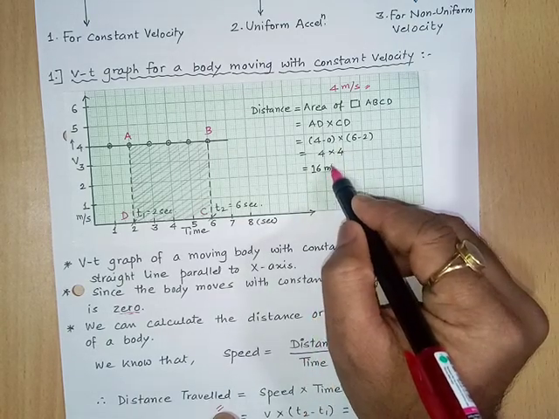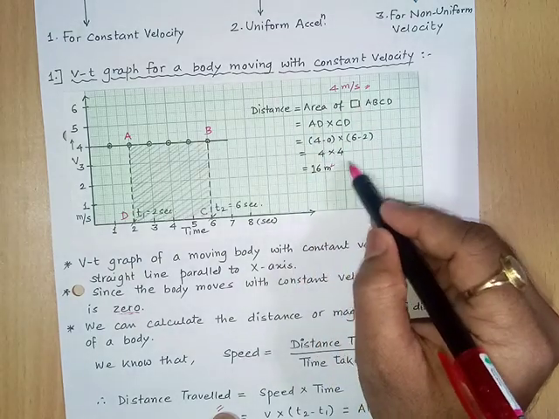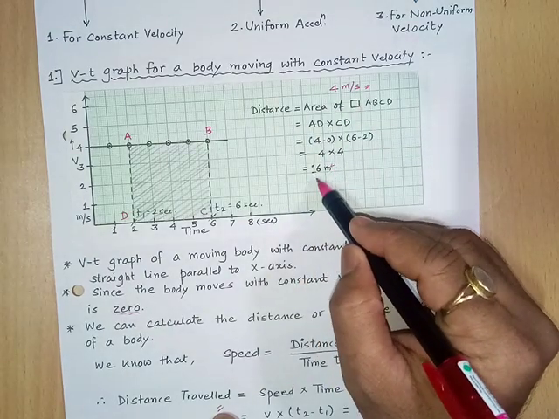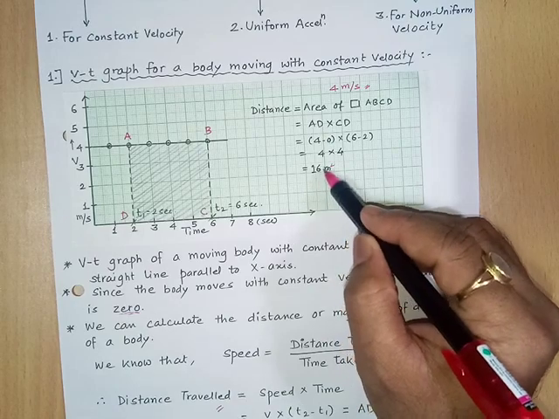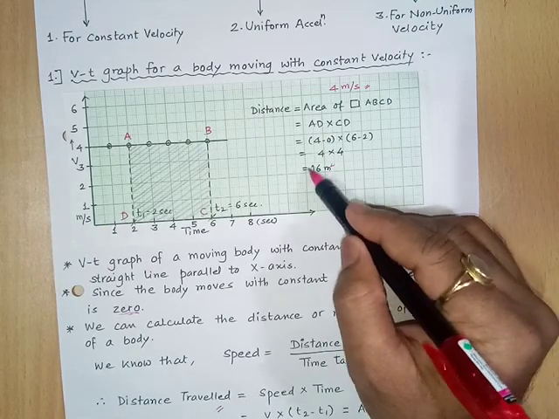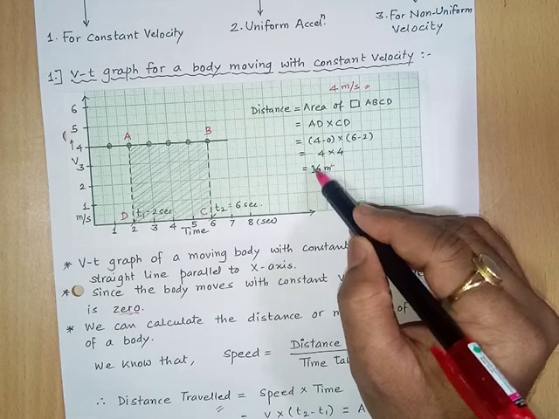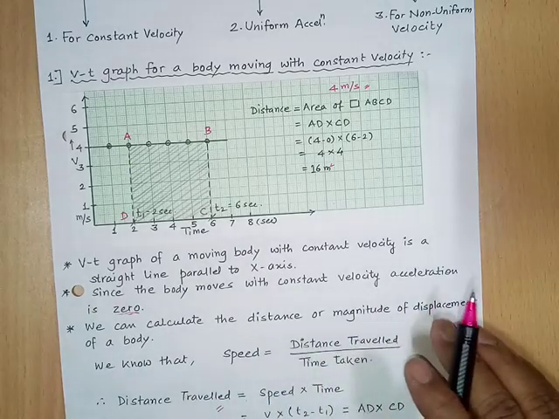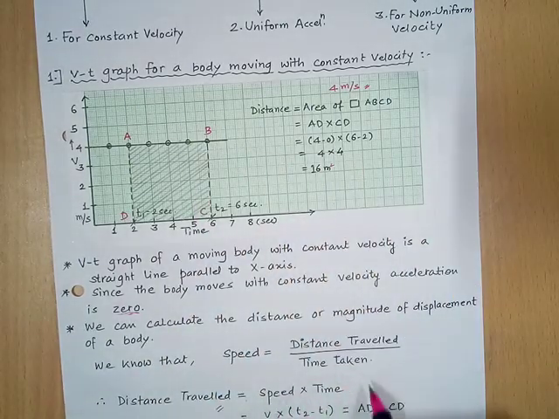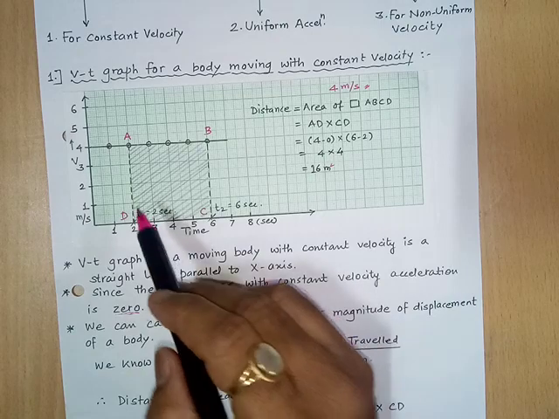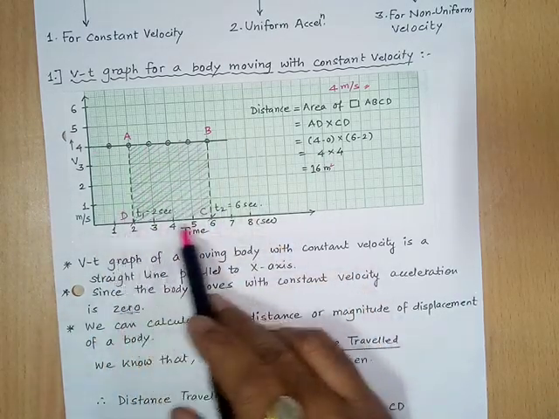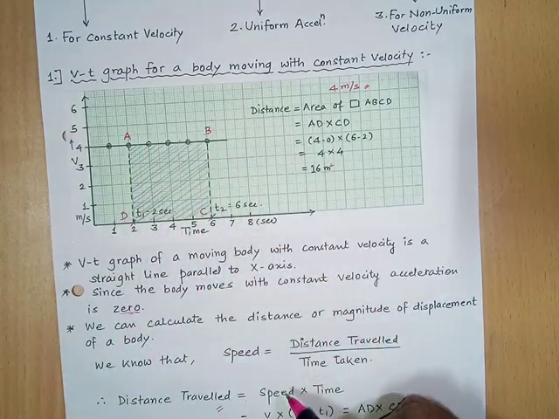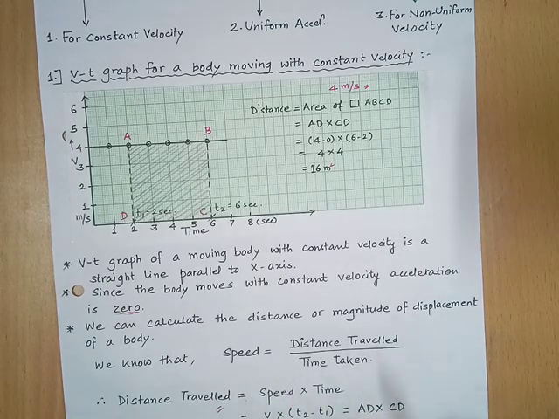Actually this is meter square since we are calculating the area, but if we see it carefully, the magnitude of this area is the distance covered. So we can conclude from this entire calculation that in a velocity time graph for a body moving with constant velocity, the graph will be a horizontal line parallel to the x-axis, and we can calculate the distance from this velocity time graph. Thank you.